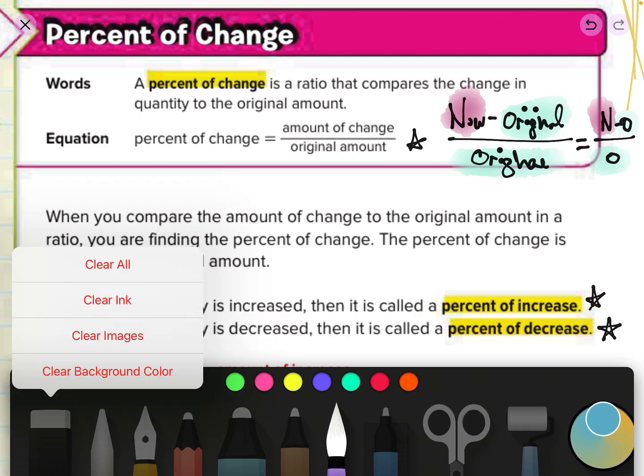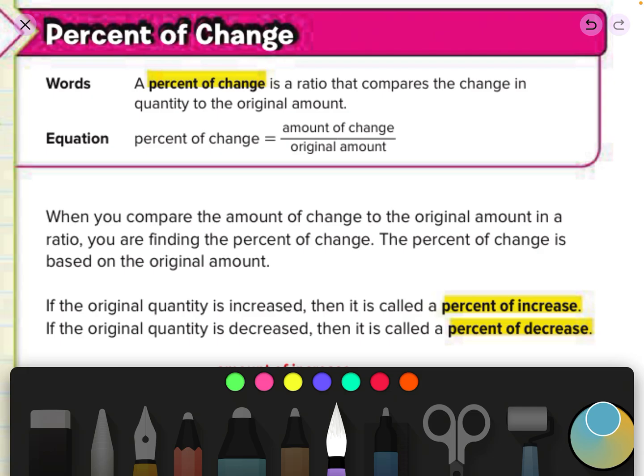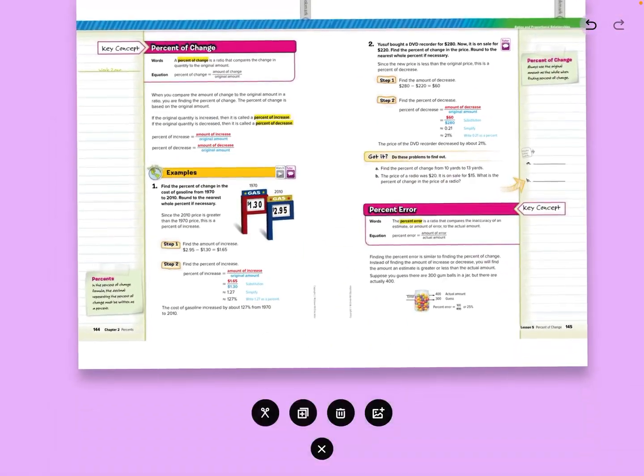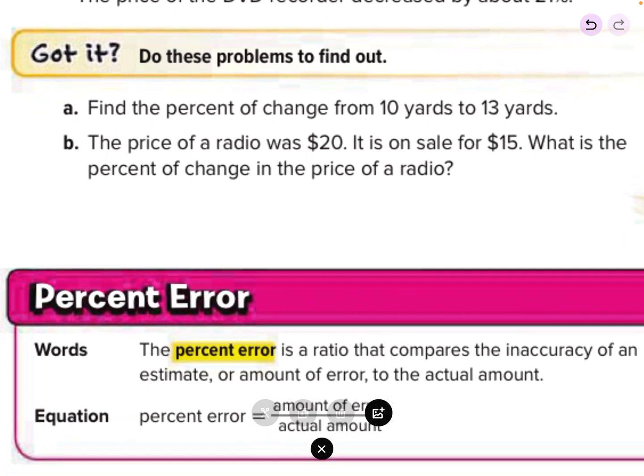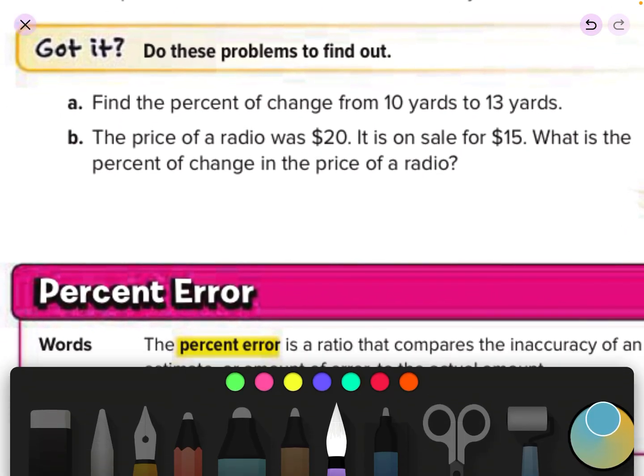Now let's look at some of these problems. Here's an example. If we look at A, it says, what is the percentage change from 10 yards to 13 yards? So originally, the amount was 10 yards, and now the current amount is 13 yards. So really, all we've got to do is substitute those into the right position.